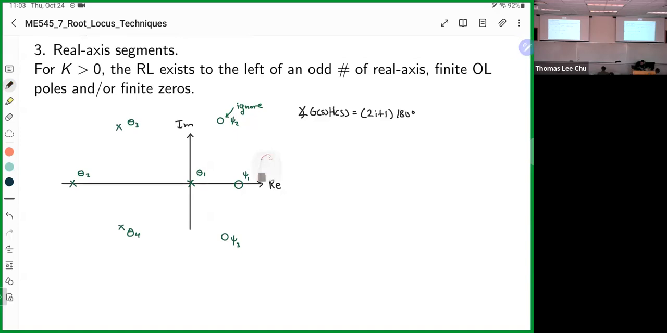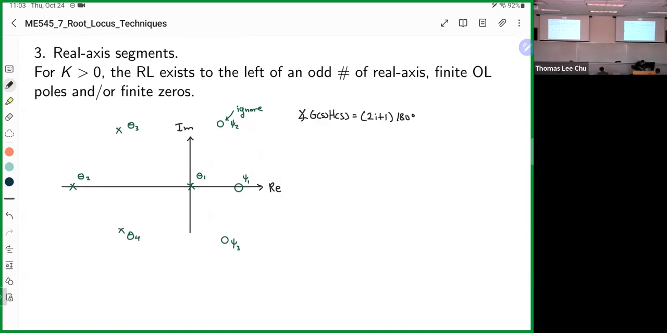So for this to be valid, psi 1 plus psi 2 plus psi 3 minus (theta 1 plus theta 2 plus theta 3 plus theta 4) needs to be equal to an odd multiple of 180 degrees. Now, if we're evaluating points along the real axis here, the angles of the complex conjugates actually cancel each other out.